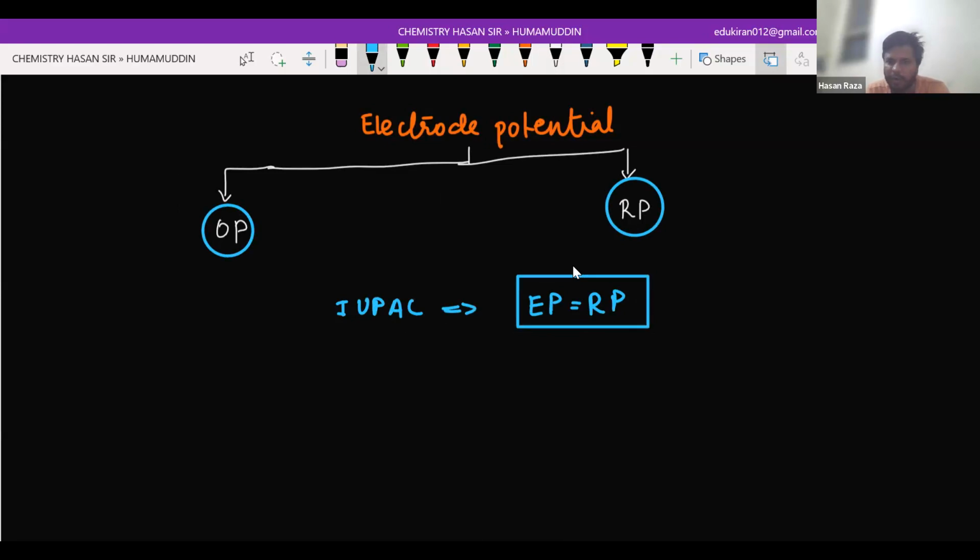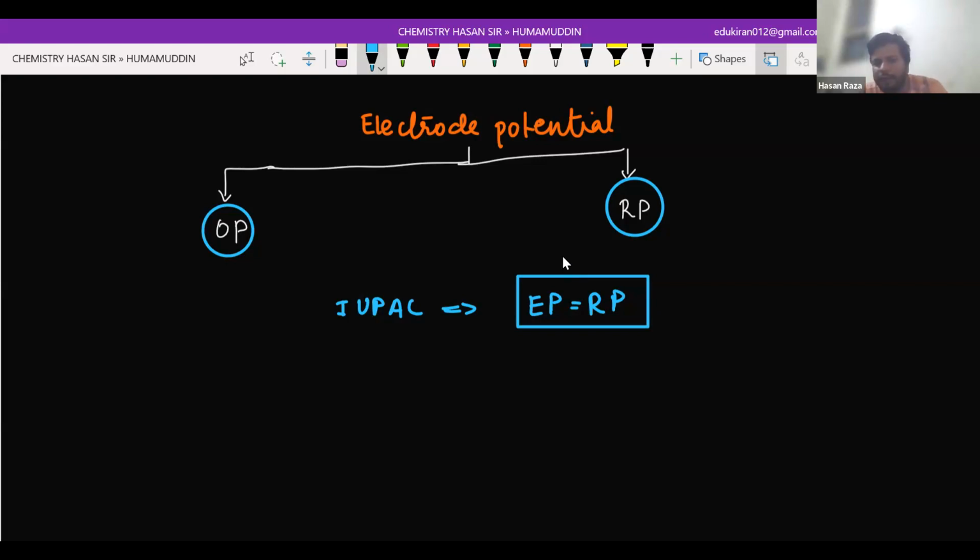Are you getting my point? Whenever they say calculate electrode potential, you need to calculate the reduction potential. Are you getting my point? Yes, sir, could you repeat that again? I didn't get it.